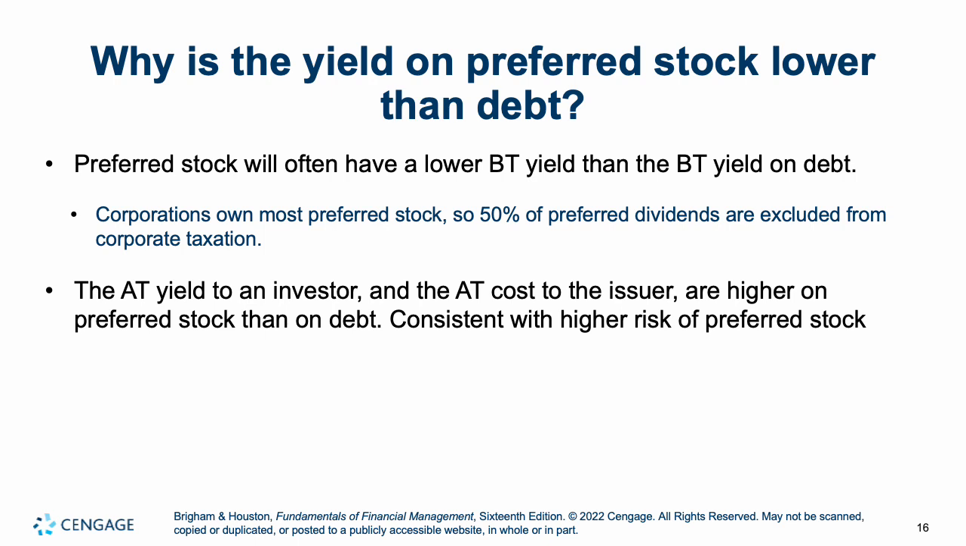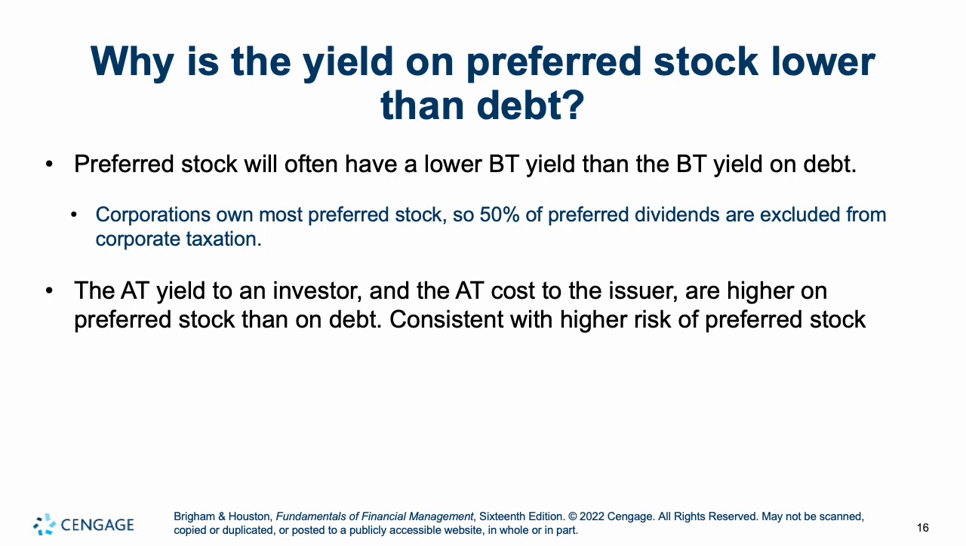Why is the yield on preferred stock lower than debt? It often has a lower before-tax yield than the before-tax yield on debt. And there's a reason. Most preferred stock is owned by corporations. And the reason being, 50% of preferred dividends are excluded from taxes.